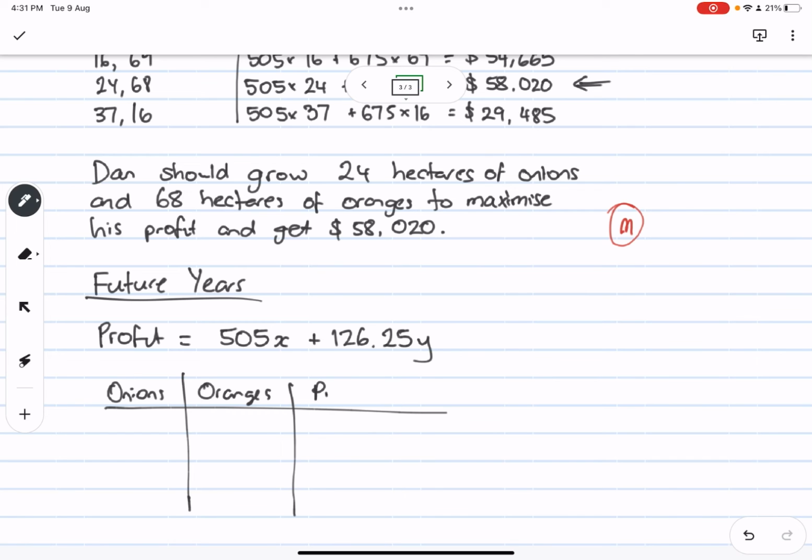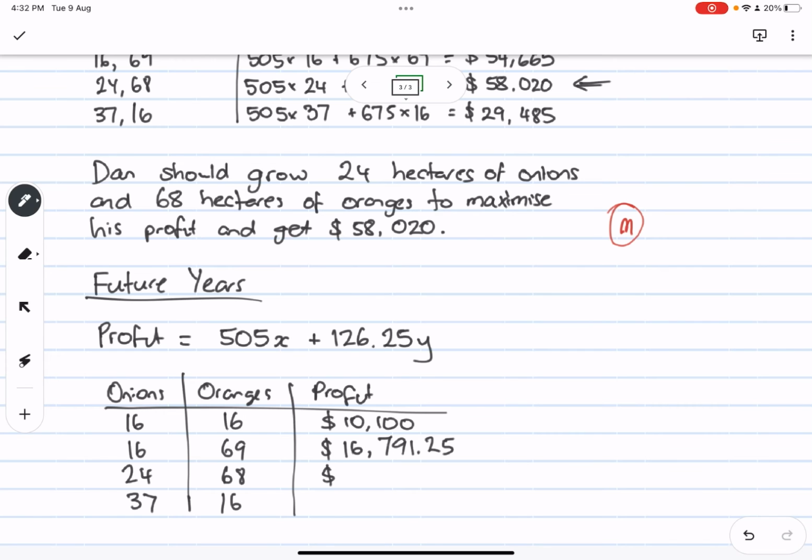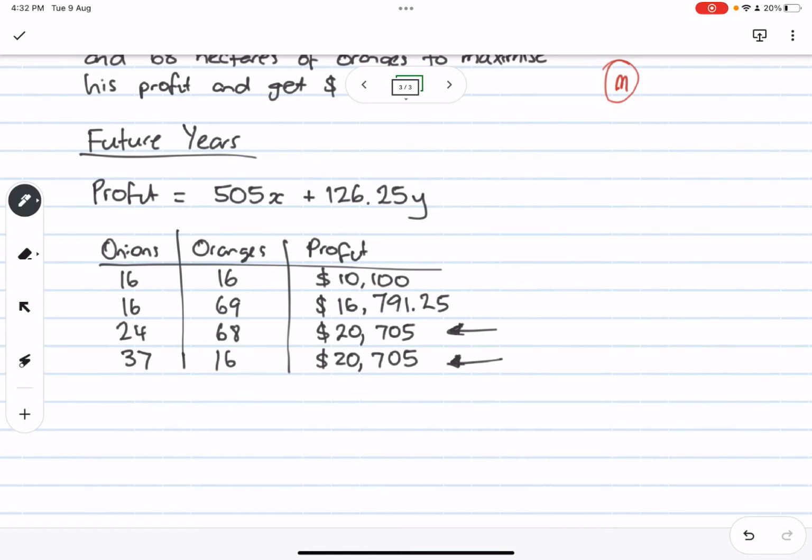So let's put that into our onions and oranges and our profit. And the points that we had were 16,16, 16,69, 24,68, and 37,16. So if we put those into our profit equation, we get 10,100, $16,791.25, and 20,705 and 20,705. So both of these, which means anywhere along the line that joins them, give us the maximum profit. So let's write this as a sentence.